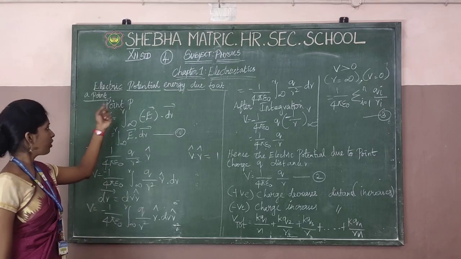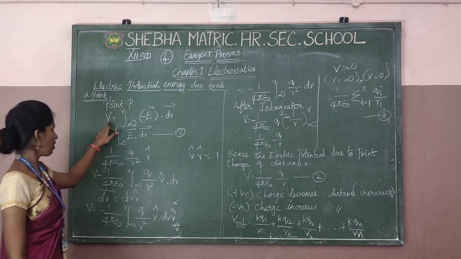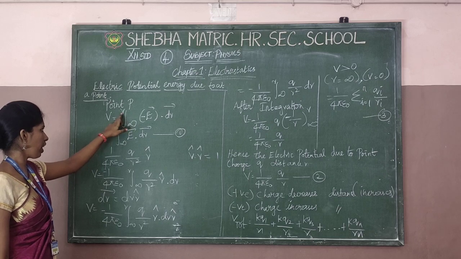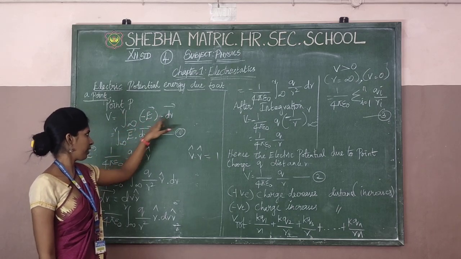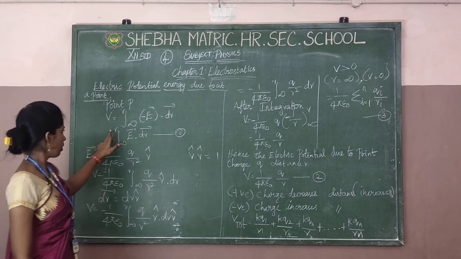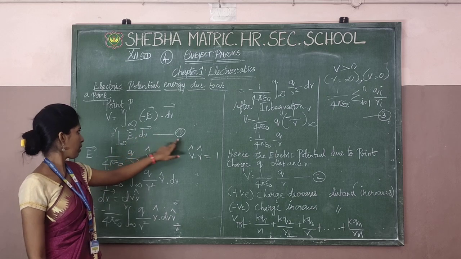Now let's continue with the electric potential energy due to a point charge. The potential V is equal to the integral from r to infinity of minus E vector dot dr vector, where E is the electric field and dr is the displacement. So the integral from r to infinity of E vector dot dr vector is equation 1.